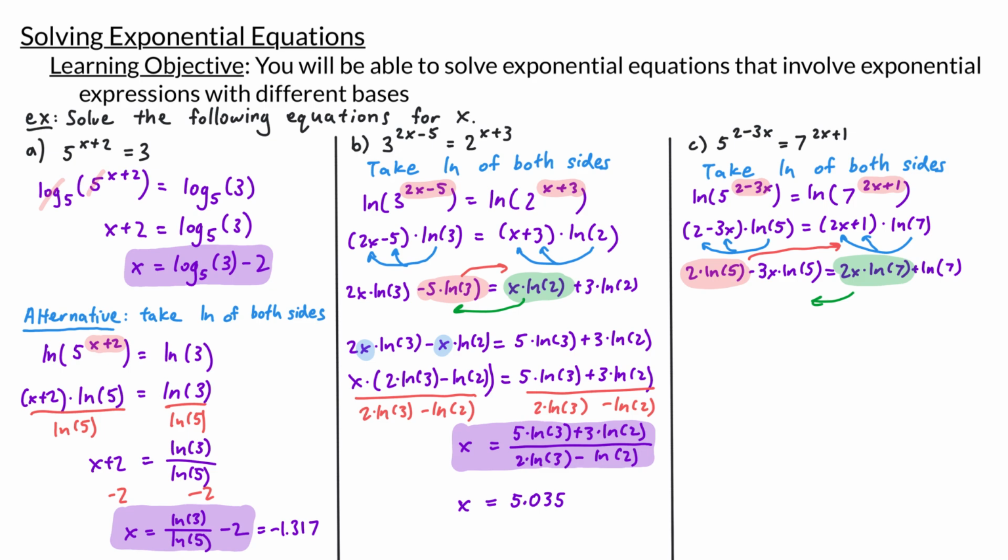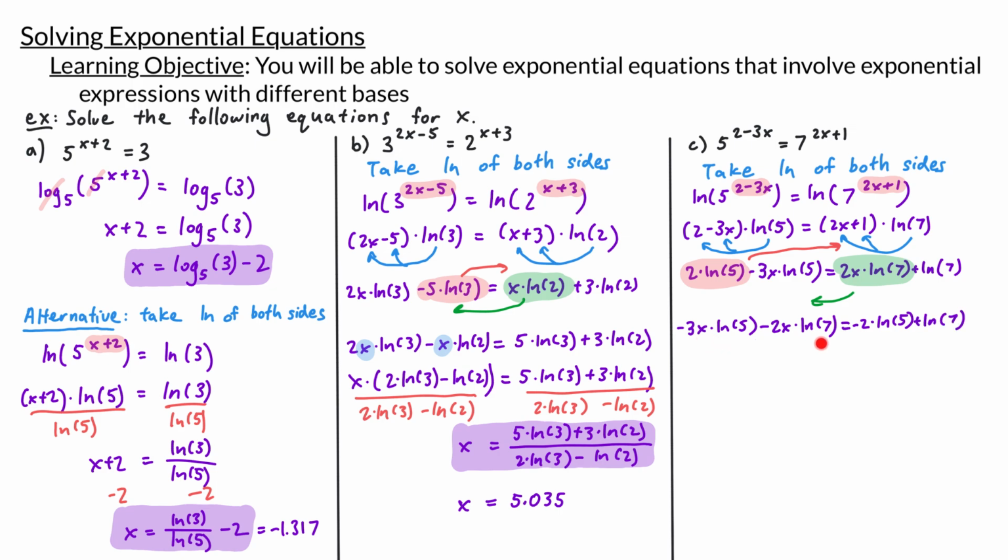So on the left-hand side, we'll have negative 3x times ln of 5. And then if we move this green term over to the left, we need to subtract 2x times ln of 7 from both sides. So we'll end up with negative 2x times ln of 7. And then on the right-hand side, if we move this term over, we'll need to subtract 2 times ln of 5 from both sides. So we'll have negative 2 times ln of 5 plus ln of 7.